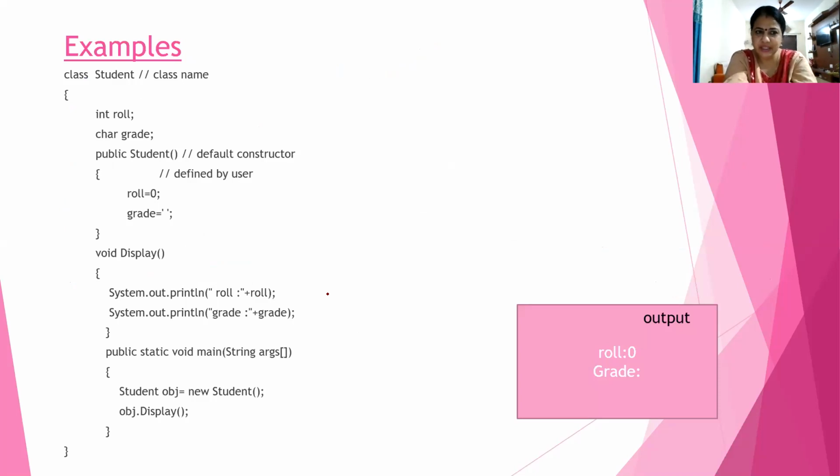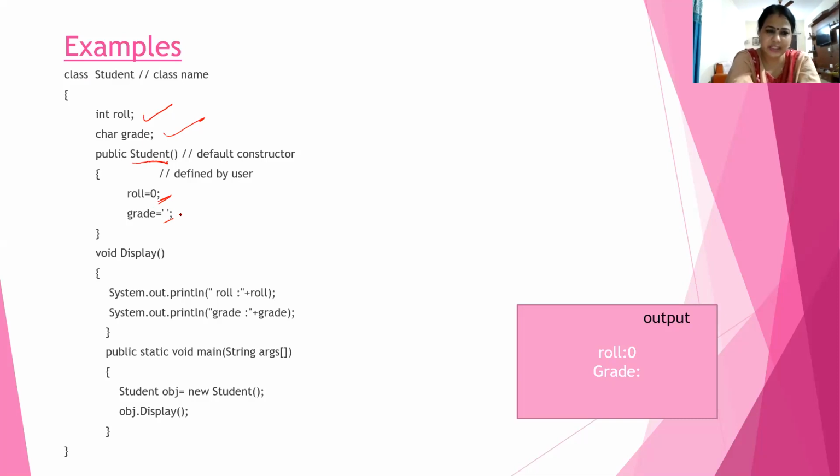Now, as an example, look here. I have written the default constructor in a different way. My instance variables are the roll number and the grade, and the name of the constructor you are seeing here is the same as the class, Student. It is the default constructor defined by the user or the programmer. Inside the default constructor, I have initialized the roll number with 0 and the grade with a simple null value, the single quotes blank.